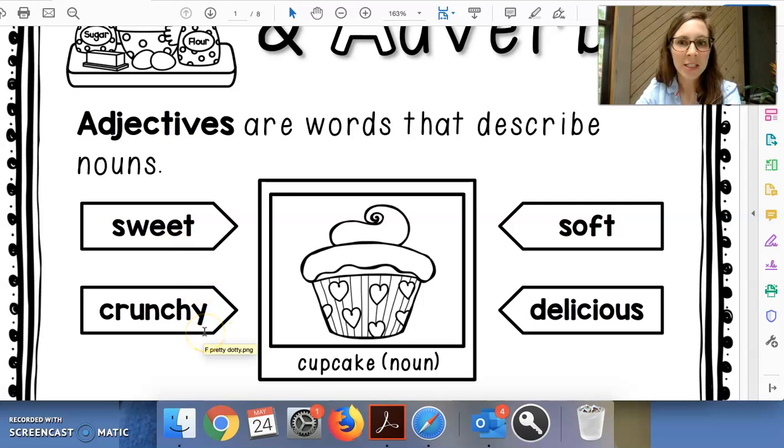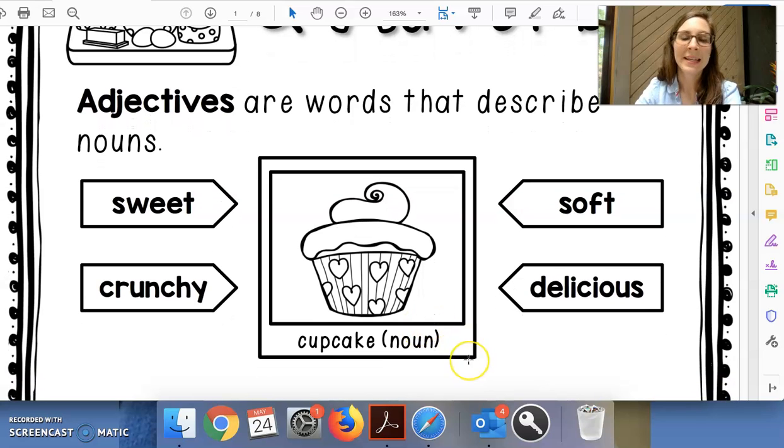Does it taste crunchy? Does it feel soft when we touch it with our hands and in our mouth? And does it taste delicious? Does it smell delicious? Does it look delicious? I could maybe think of some more. A lot of colors can be great adjectives to describe. Is the frosting pink? What about the size? Is it a small cupcake, a big cupcake? So all those words give us an idea of what a noun looks like, tastes like, sounds like, smells like, and feels like. So those are some adjectives.